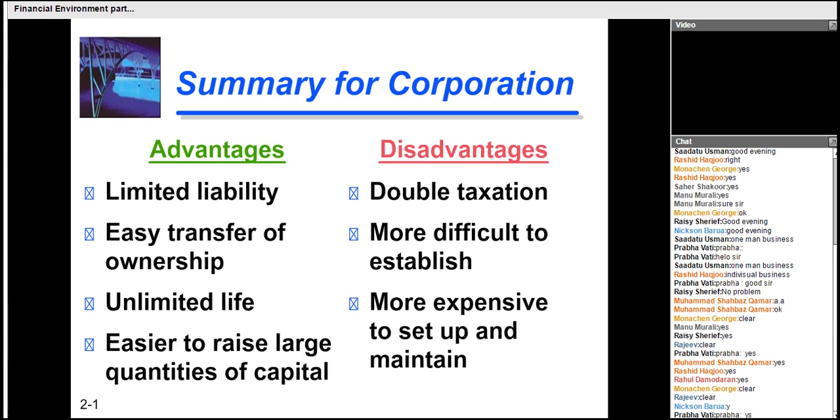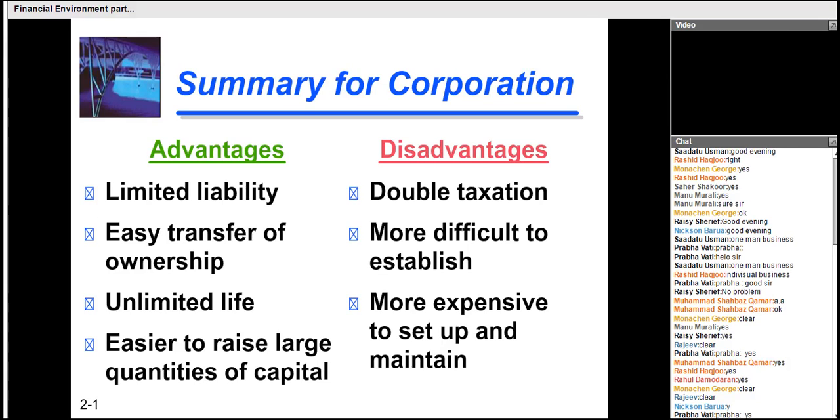See, the advantages and the disadvantages are here in the corporation sector. What are the advantages? Limited liability, because it is not owned by a single person. That's why the liability is limited. You are just liable for your own investment. It's not important for you to work on the management side. You just put the money, and if the share goes up, you get your profit. And if the shares go down, then you have the losses.